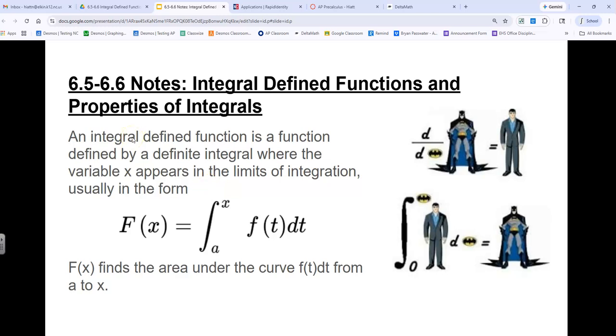Okay, so today we are looking at integral defined functions and properties of integrals.